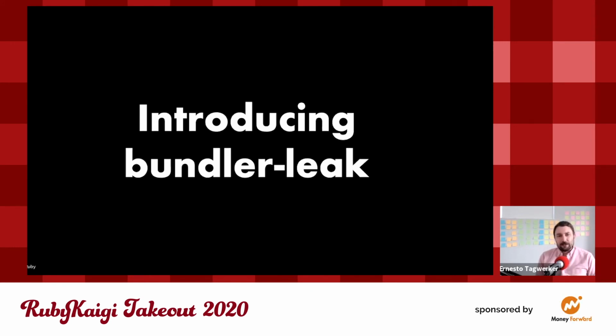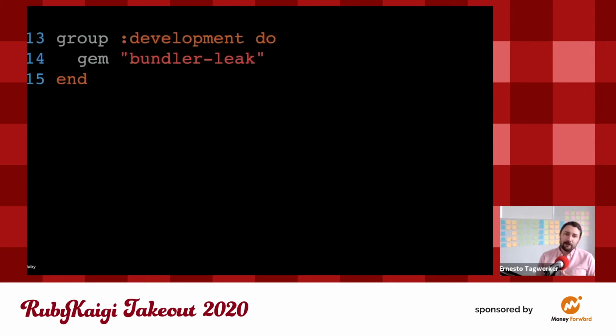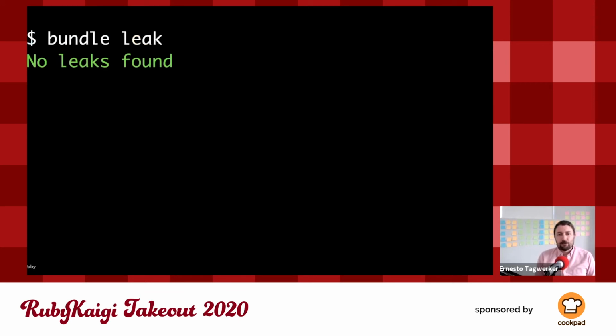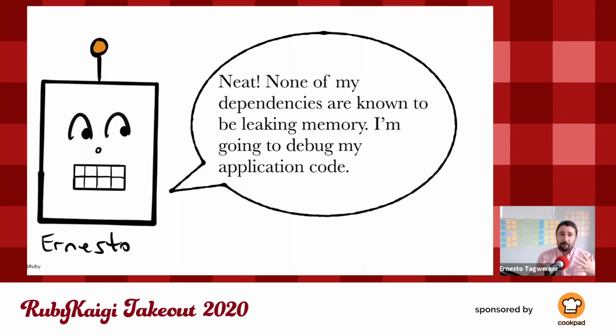To answer that question, are we using any dependencies, any Ruby gems that are known to have leaked memory in the past? And in order to answer that question, you can quickly install the library in your gem file. After you do that, you can run bundle leak, and it will tell you whether there are dependencies that are known to be leaking memory or not. So if it doesn't find anything, you can say, neat, none of my dependencies are known to be leaking memory. So I feel confident that the root cause is within my application code. I'm going to debug my application code.